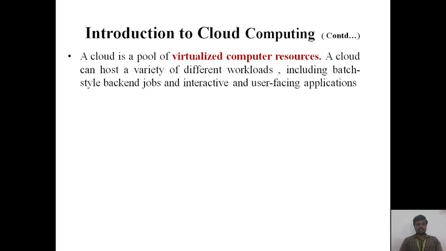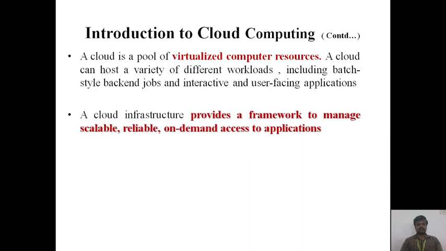These are some of the definitions. There are a lot of definitions. The next definition is that a cloud is a pool of virtualized computer resources. A pool is nothing but a container. From that container, you can take the data, access the data, or manipulate the data wherever you may be. Next, a cloud infrastructure provides a framework to manage scalable, reliable, on-demand access to applications.